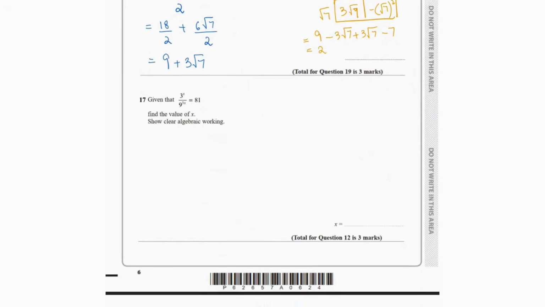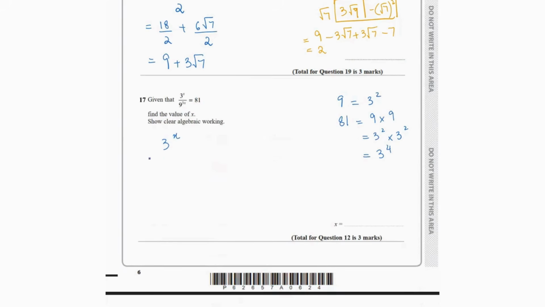Then you can get another type of question on indices where they can ask you to change the base. So over here it says, given that 3 to the power of x divided by 9 to the power of 3x equals to 81, find the value of x. For these type of questions, you need to make sure that all of the numbers have the same base. Smallest base over here is 3. And we know that 9 can be rewritten as 3 square, and 81 is 9 times 9, which would be 3 square times 3 square, which is 3 to the power 4.